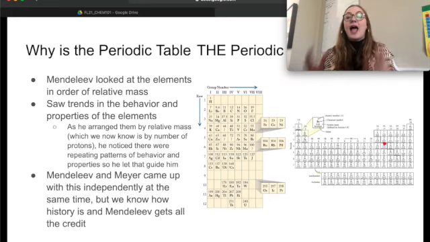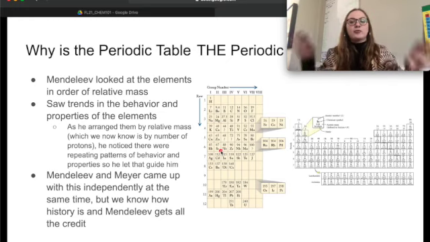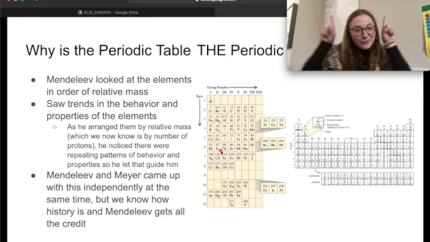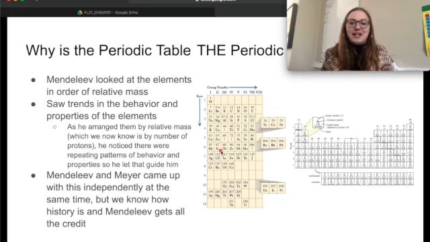So now we have those repeating patterns of behavior, and we've organized things in a slightly different way. What we know now that Mendeleev was on the verge of, he was right there, is that we actually organize the periodic table by atomic number. So by that number of protons rather than the mass number.